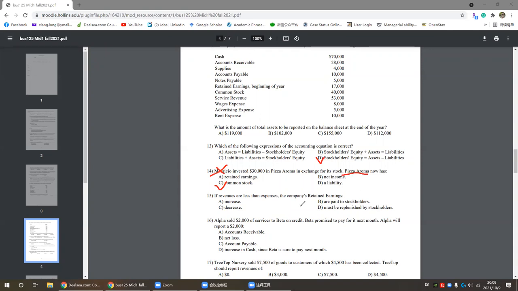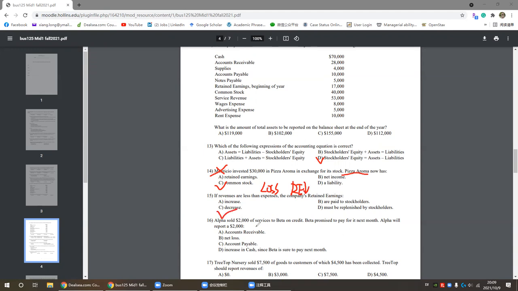If revenue is less than expense, the retained earning will do what? We know that if revenue is less than expense, we have a loss. And whenever we have a loss, our retained earning will decrease. So in this case, the answer will be C.